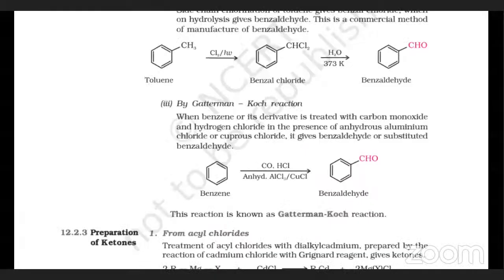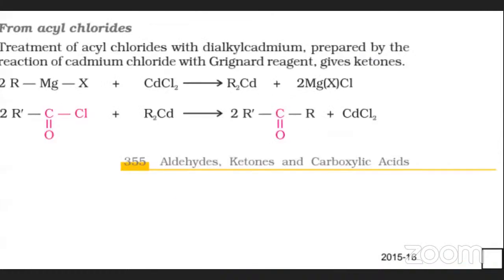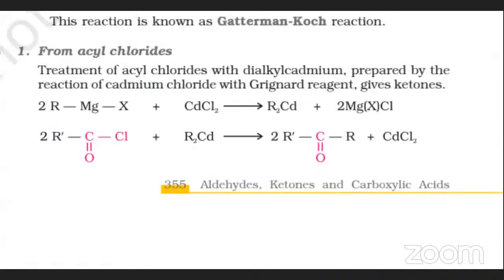So the first step, clearly, if we observe here, students: alkyl magnesium halide. When alkyl magnesium halide is treated with cadmium chloride, at that time dialkyl cadmium, that is R2Cd, and after that 2 MgXCl are going to be formed.